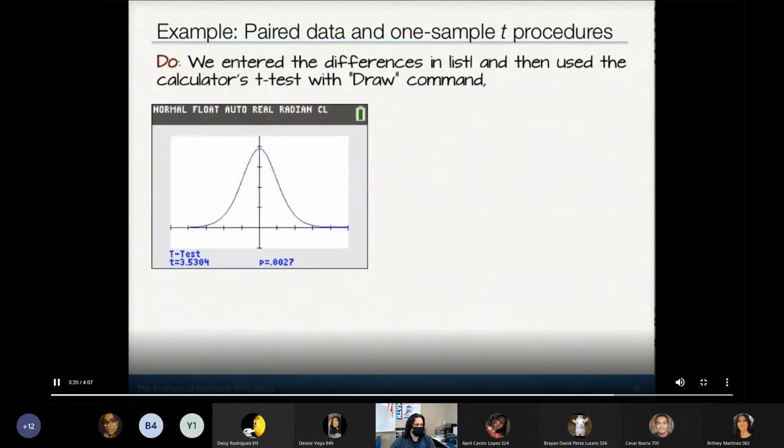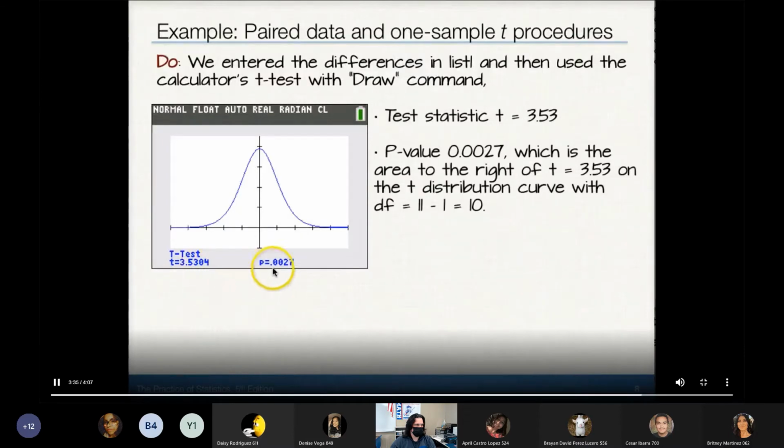Now, we entered the differences in list 1 and then used the calculator's t-test with the draw command to perform this test. We see our statistic here is 3.53, and we get a p-value of 0.0027. That's the area to the right of t equals 3.53 on the t distribution curve with 10 degrees of freedom.